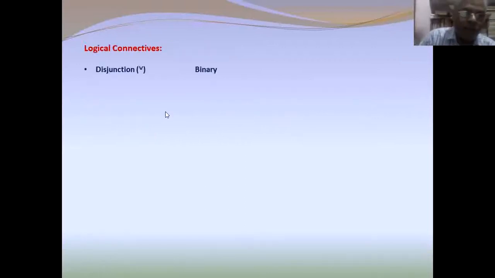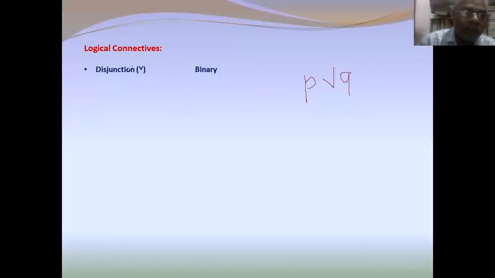Logical connectives. There are different types of logical connectives that are used to connect two statements or two propositions. Each statement is also known as a proposition. So any statement that is denoted by some symbol, that symbol is a proposition. If there are two propositions P and Q, then the disjunction will be P join Q. This disjunction is denoted by a symbol and is read as join. So P join Q is a new proposition that has either a true or false value.